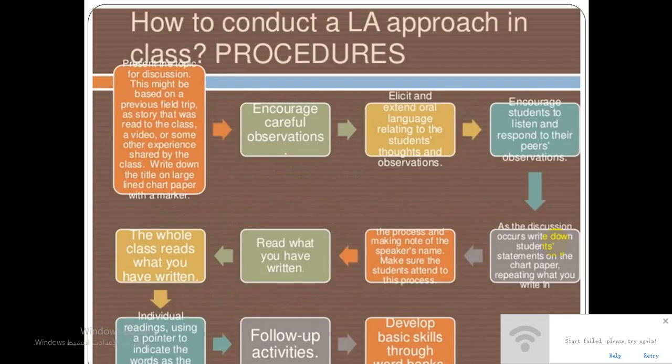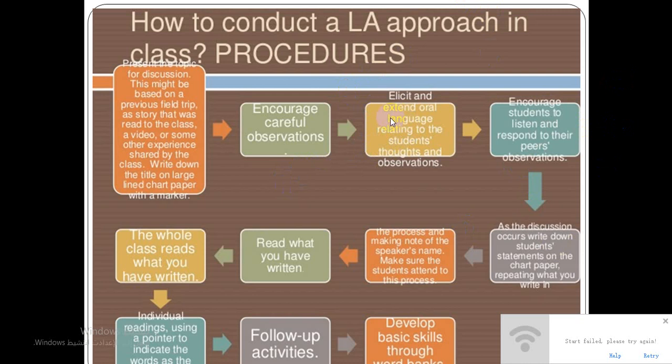How to conduct a language experience approach in a class. Here are some of the procedures of this approach. For discussion, this might be based on a previous field trip, a story that was read to the class, a video, or some other experiences shared by the class. Write down the title on large lined chart paper with a marker. After that, encourage careful observations.